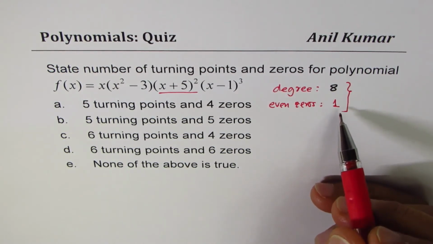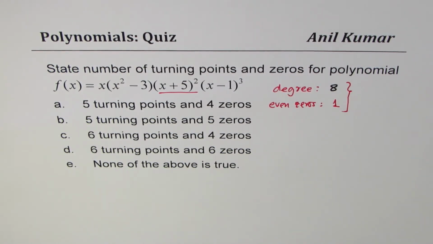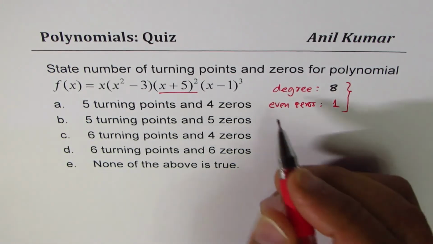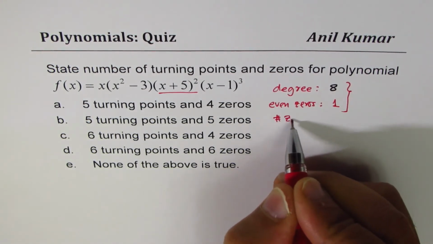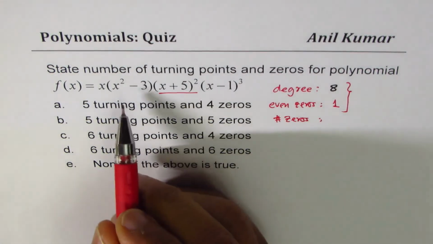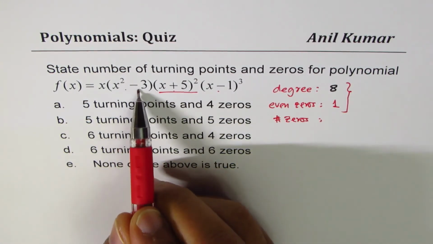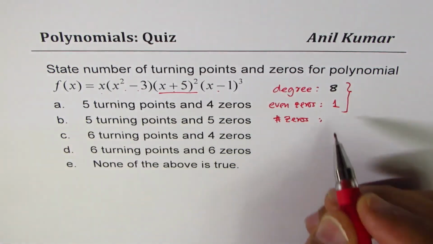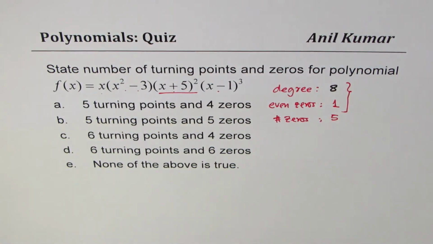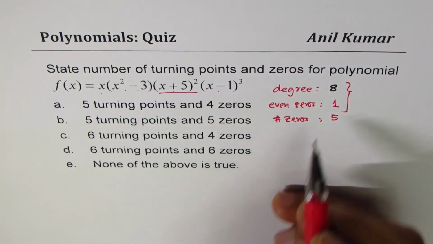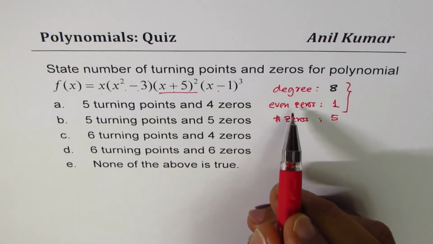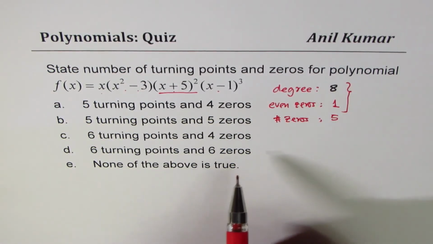So turning points you could get from even zeros, and let's call number of zeros also. Okay, let's go ahead. Number of zeros here are 1, 2, 3, 4, and 1, 5. So there are 5 zeros. Okay, so we counted number of zeros, even zeros, and the degree.